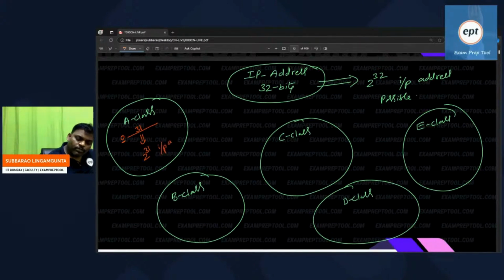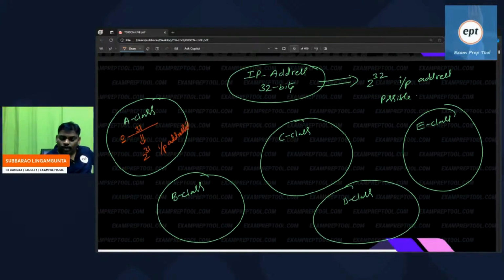Only the first bit is fixed. This is one way only. The 0 you have to fix. Remaining 31 bits, 2 power 31 ways are there. Every bit has two choices, but the first bit has only one choice. 0 should be there. For the other bits, everywhere two choices. 2 power 31 IP addresses possible.